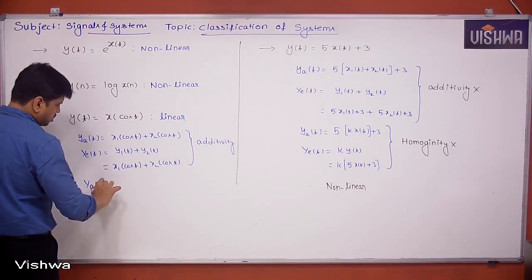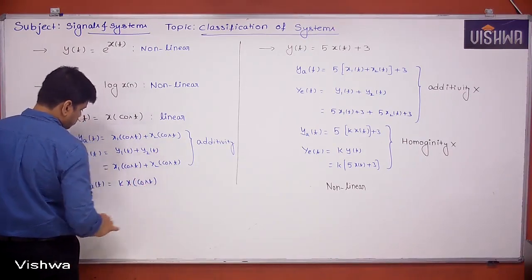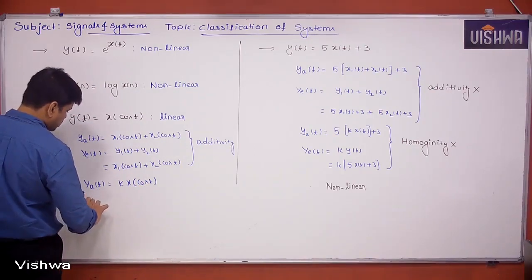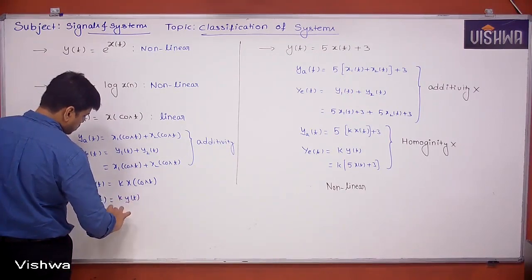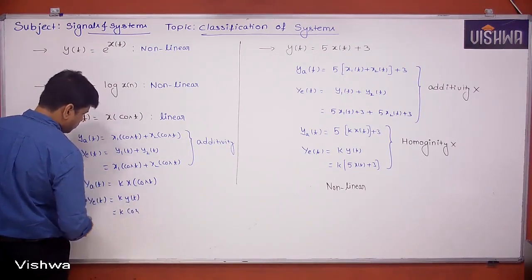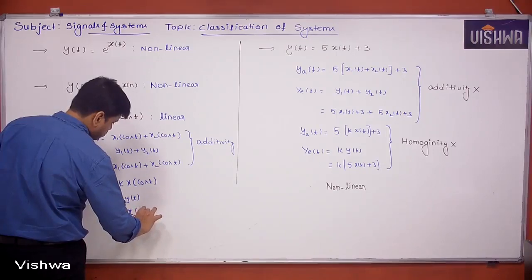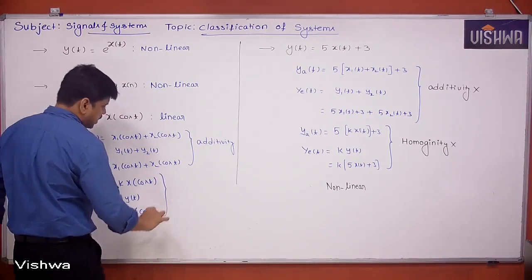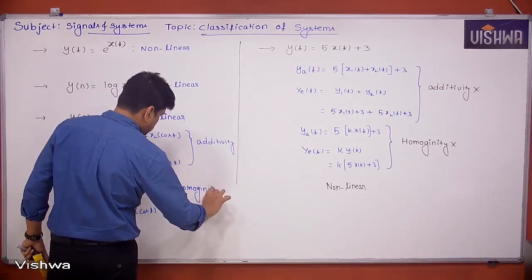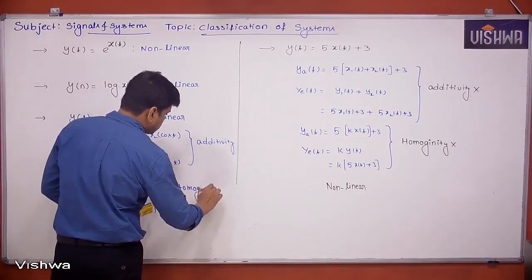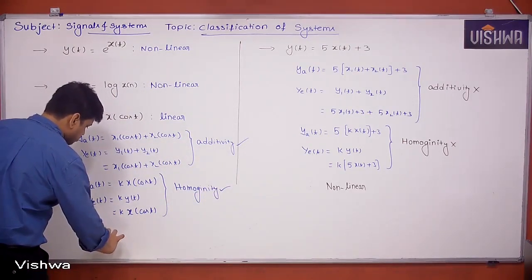Next, homogeneity principle. The actual output is x replaced with kx of cos t. Then what is the expected output? ky of t, which is k x of cos t. Both are the same again. So it satisfied homogeneity also. So I can say it satisfied additivity as well as homogeneity. The system is linear.